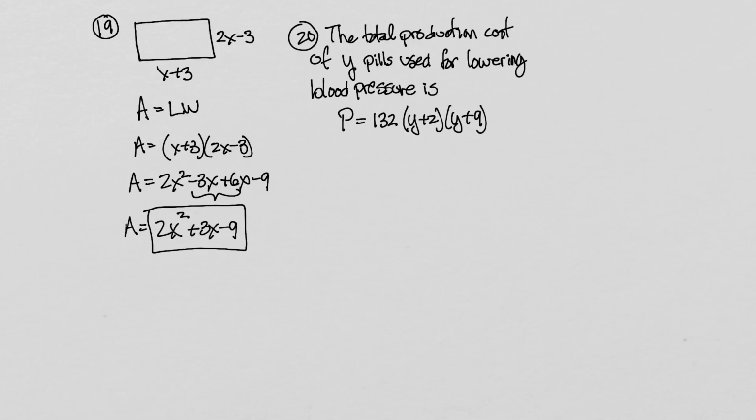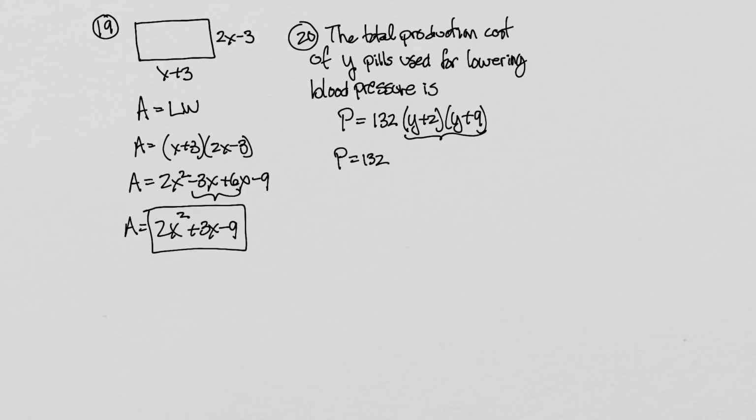Now, in problem number 20, this is the last one we'll do in this section, we're given that the total production cost, we're going to use P for that, P for production, of y pills. We're going to produce y number of pills that are used for lowering blood pressure, and here's the expression for it. It's 132 times y plus 2 times y plus 9. So can we just simplify this? Actually, I don't know if it's simplified, but we're going to expand it out. So we're going to get P equals 132.